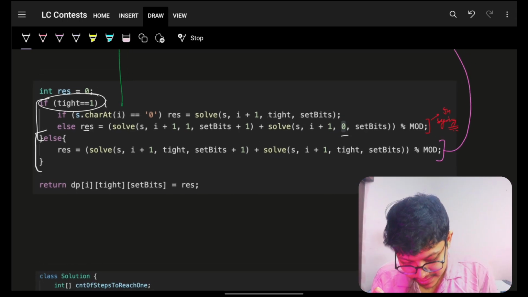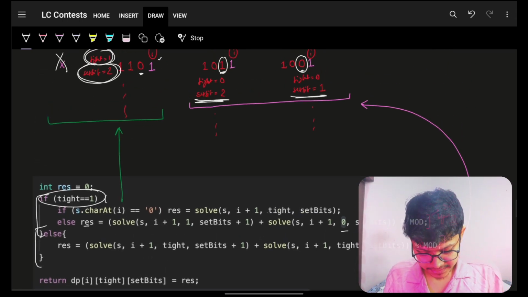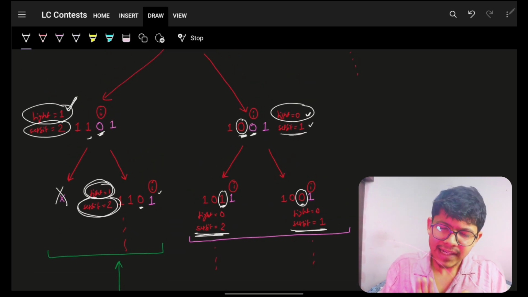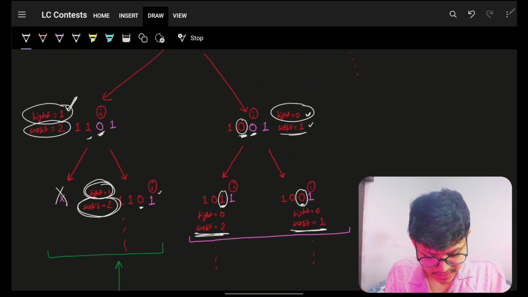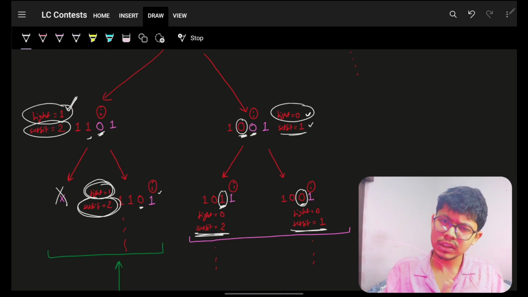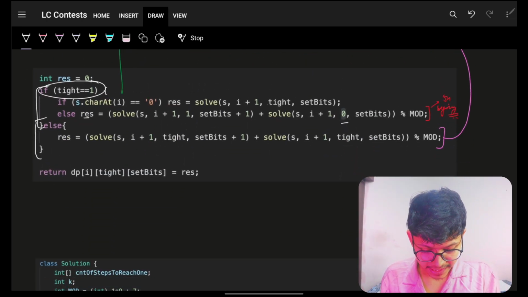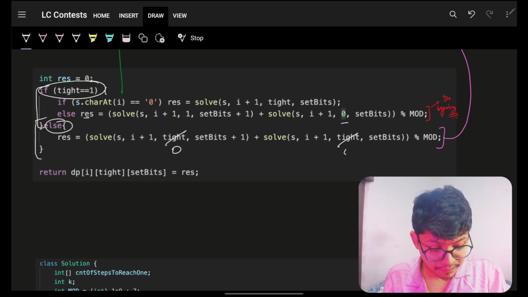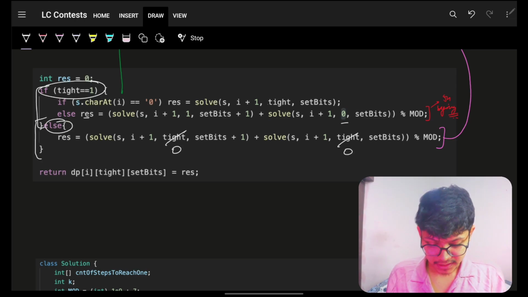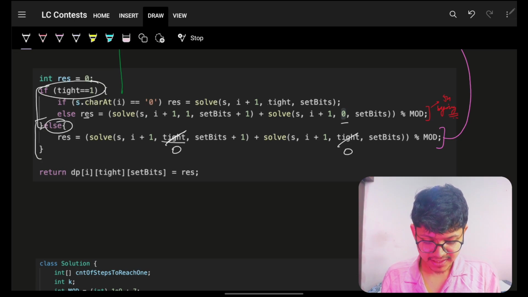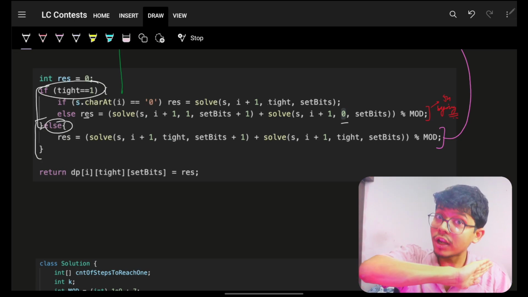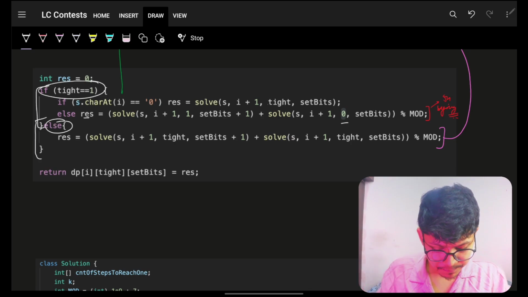Now, elsewise, what will happen? What if the value is not tight? If it is not tight, you are completely chill, which means place a 1 or a 0, totally up to you. Once things are not tight, they will always remain non-tight. Remember that fact. So when I say tight here, it actually means 0 itself.